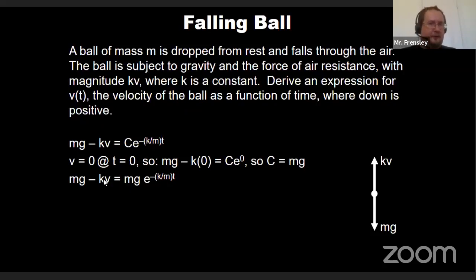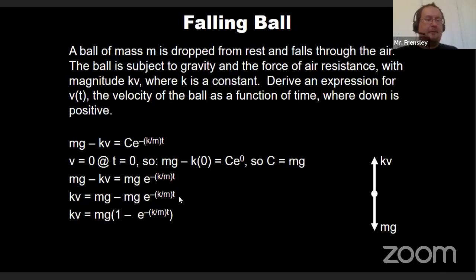So then we solve for v. We subtract over the mg. So mg minus kv equals mg e to the negative k over m t becomes kv equals mg minus mg e to the minus k over m t. However, if we would like, we can dress this up by factoring out the mg. We can make this look prettier, and then we can divide by the constant k to get v equals mg over k times 1 minus e to the minus k over m times t.